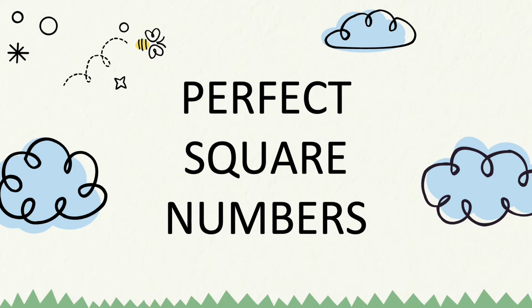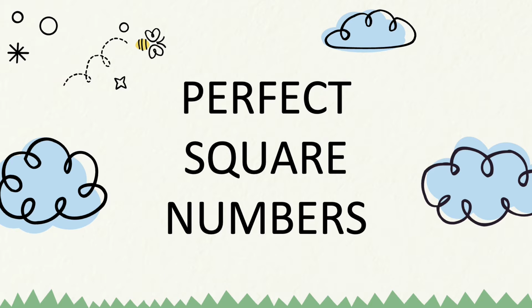Pag sinabi nating perfect square number, naaalala pa? Ito yung product na kapag minultiply natin yung dalawang magkaparehong number. Halimbawa, 25 is a perfect square number kasi 5 times 5 is 25. 49 is another perfect square number. 7 times 7 is 49.